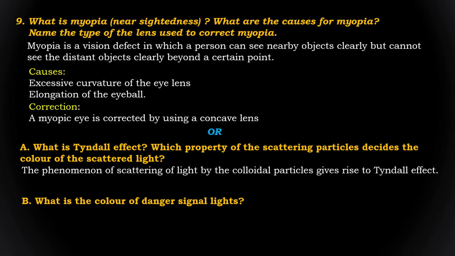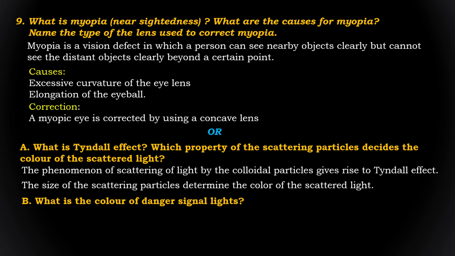We'll go to the second part of that. Which property of the scattering particle decide the color of the scattered light? It is the size of the scattering particles that determine the color of the scattered light. We'll go to the B part. What is the color of danger signal lights? As you all know, the color is red. Let's go to the next question.